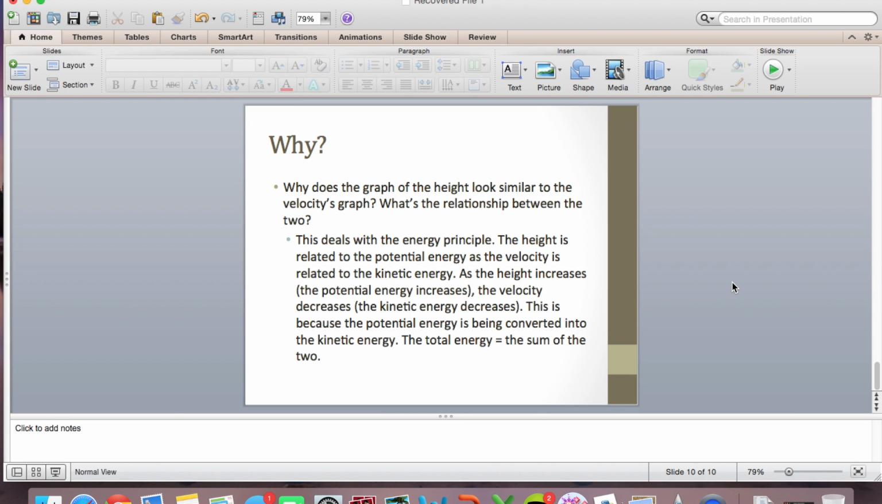So the question arises: why do the two graphs look so similar to each other? What's the relationship between the two? It deals with the energy principle. The height is related to the potential energy as the velocity is related to kinetic energy. So as the height increases, the potential energy increases and the velocity decreases, so kinetic energy decreases. This is when potential energy is being converted to kinetic energy.